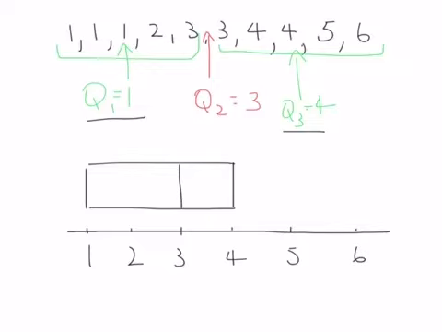Now the whisker has to go all the way out to 6. And normally it would go out this side, except the first score is a 1. So there is actually no whisker. So that's what it looks like.